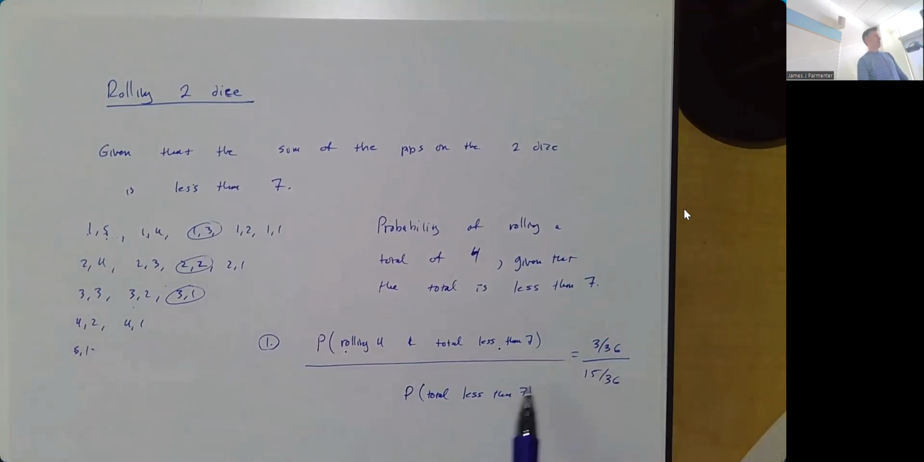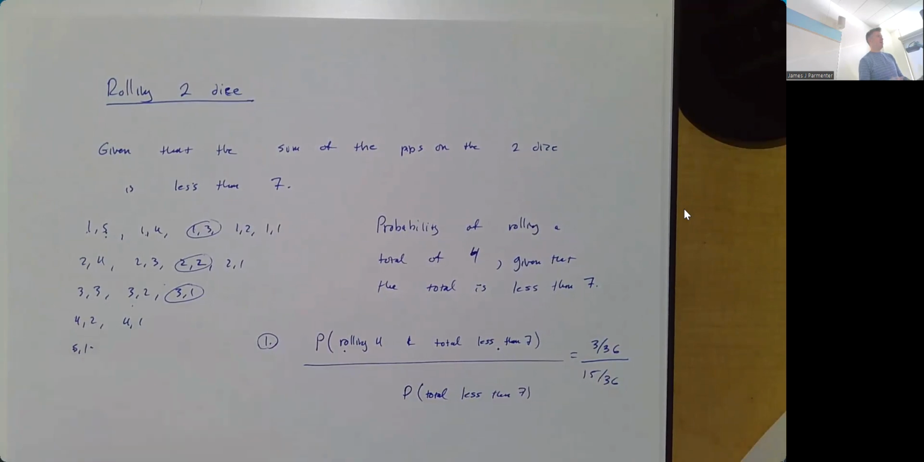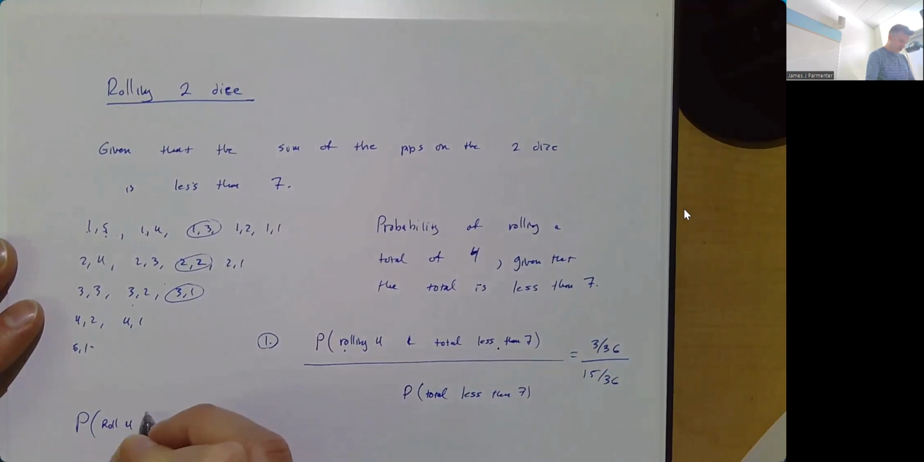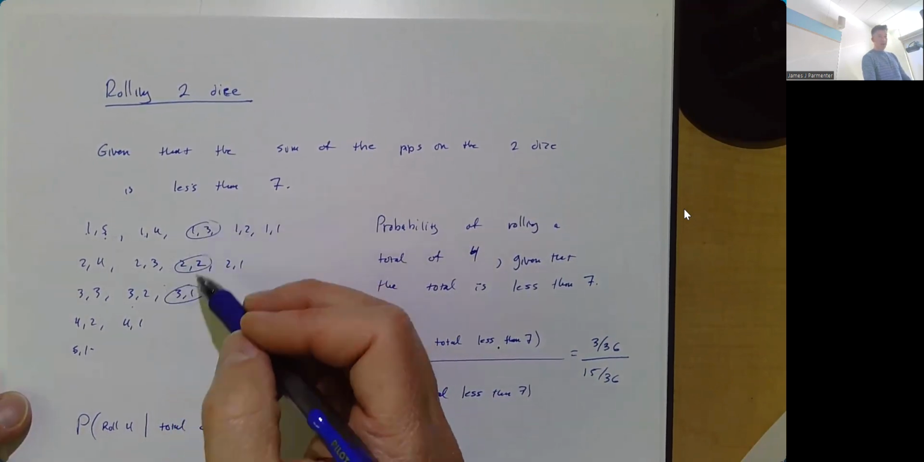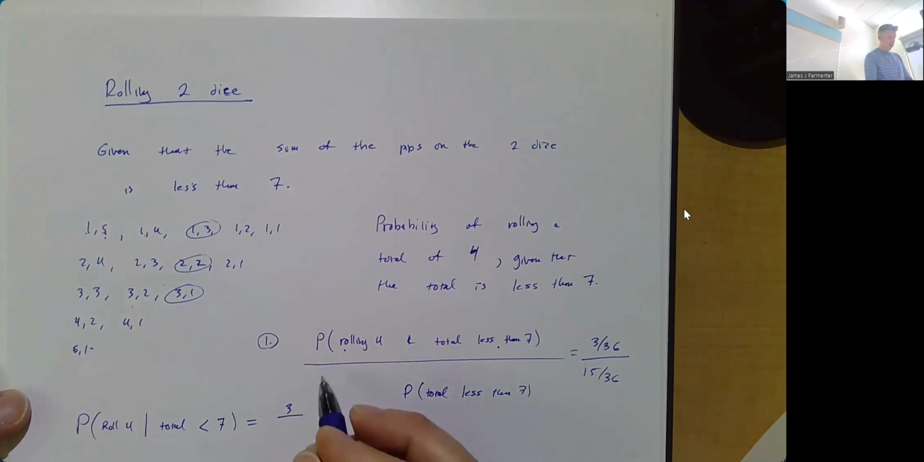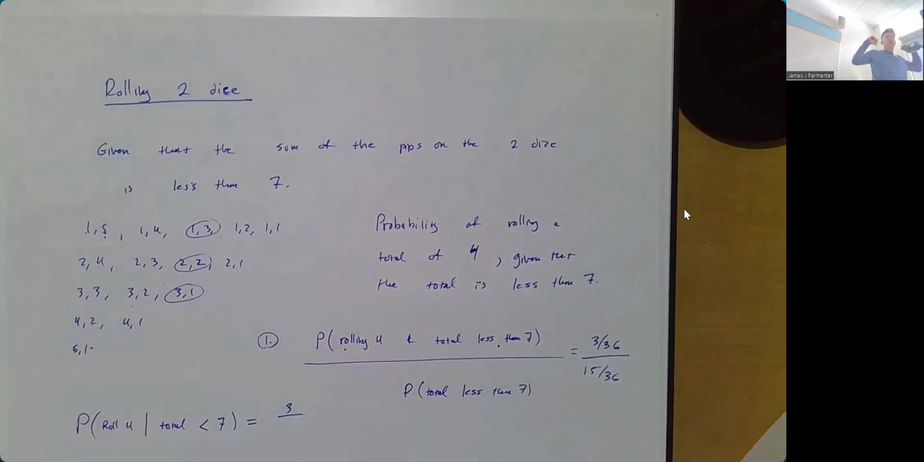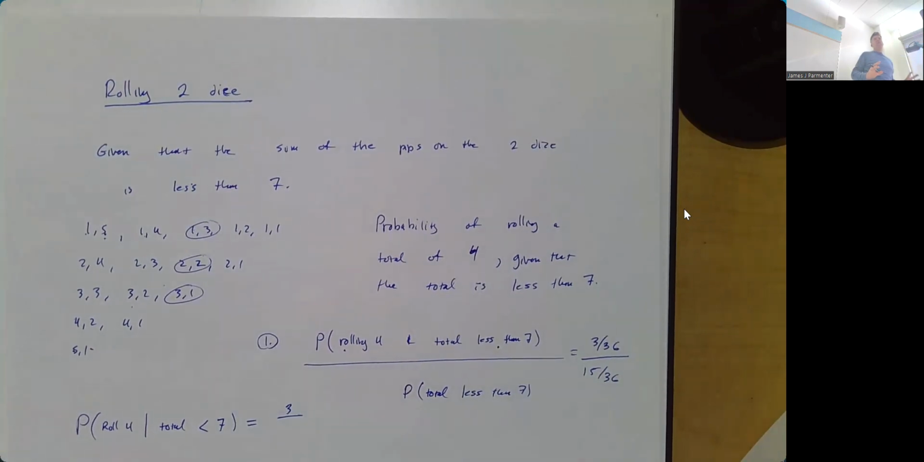But this is silly to do it this way. We almost just said the answer already. The probability we're actually looking for, of rolling a 4 given that the total is less than 7, is the number of ways of getting what we want out of the total number of ways that make up our new world, our new sample space. Because we start off by saying the sample space is all 36 possibilities: 6 possibilities for the first die, 6 for the second.